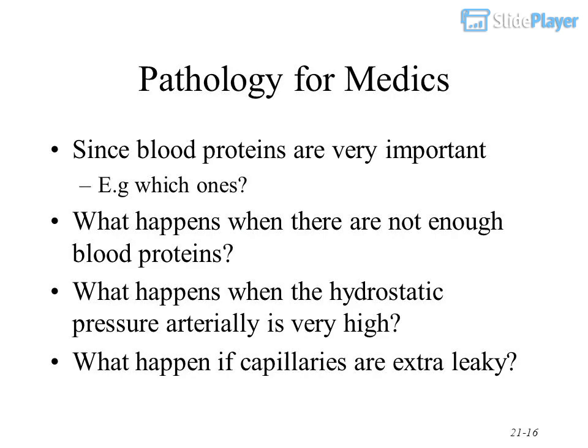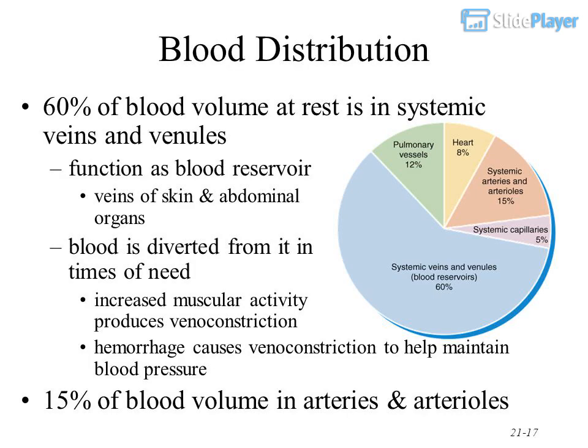Pathology for medics, since blood proteins are very important. For example, which ones? Albumin, immunoglobulins, fibrinogen, fibrin. What happens when there are not enough blood proteins? What happens when the hydrostatic pressure arterially is very high? What happens if capillaries are extra leaky?